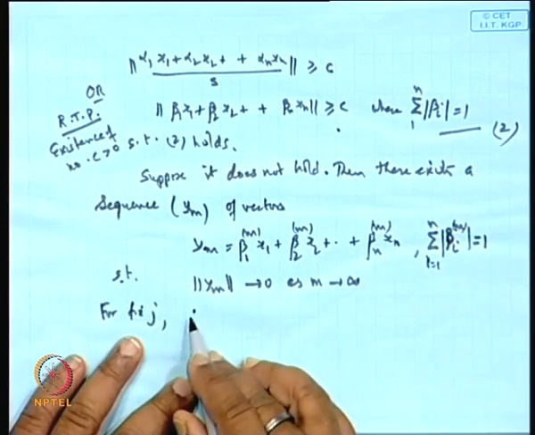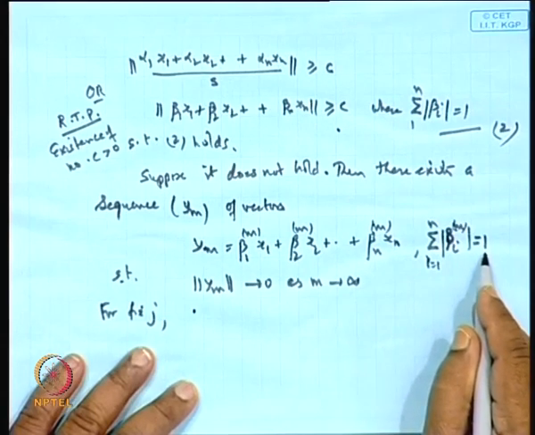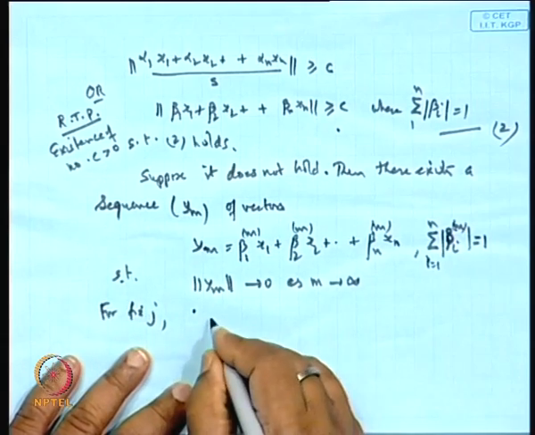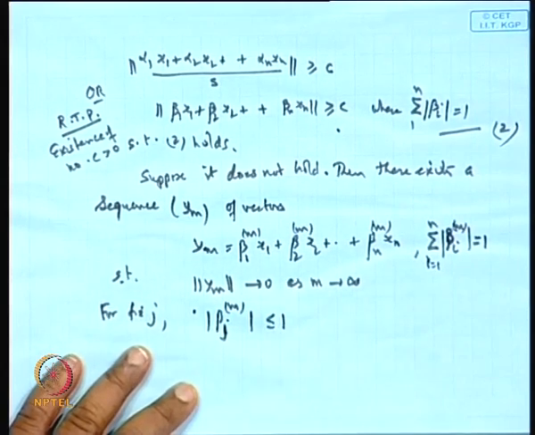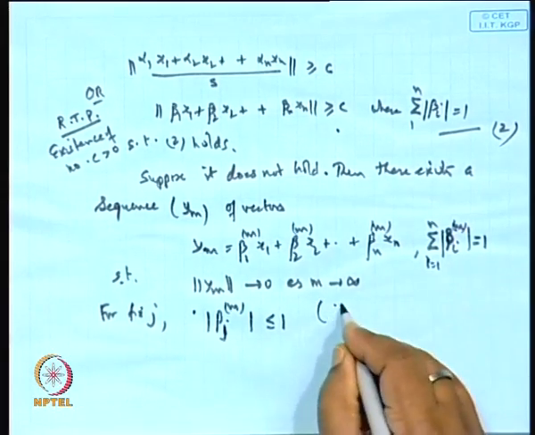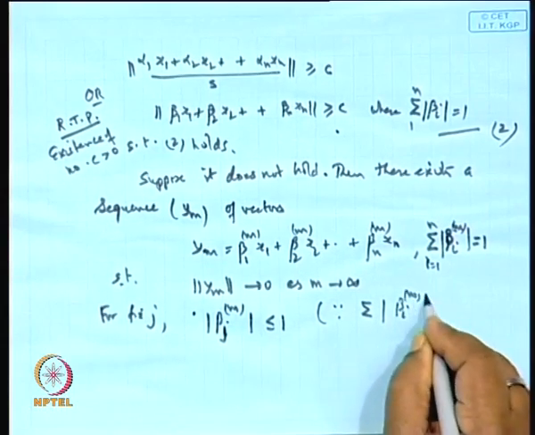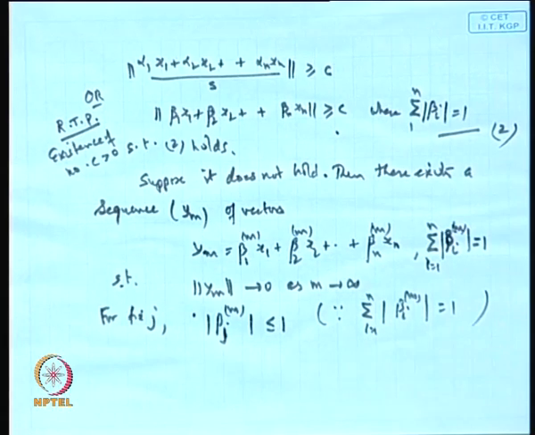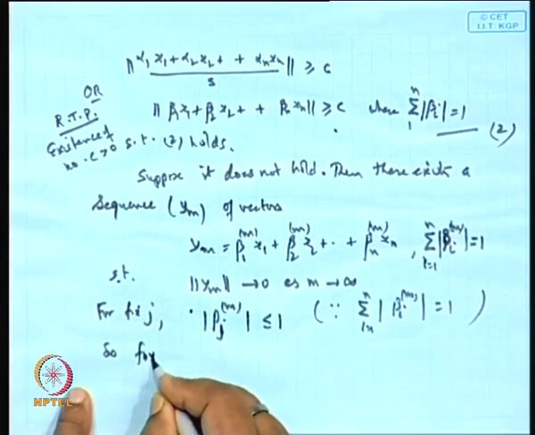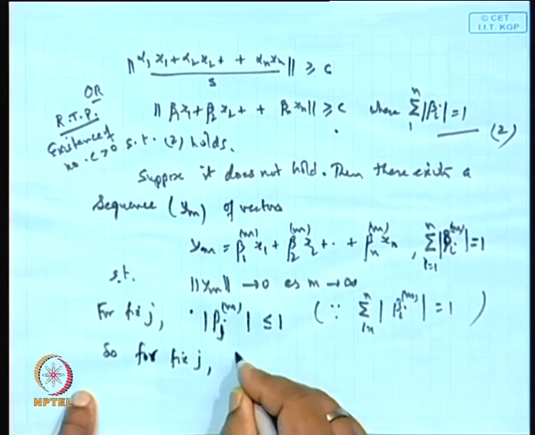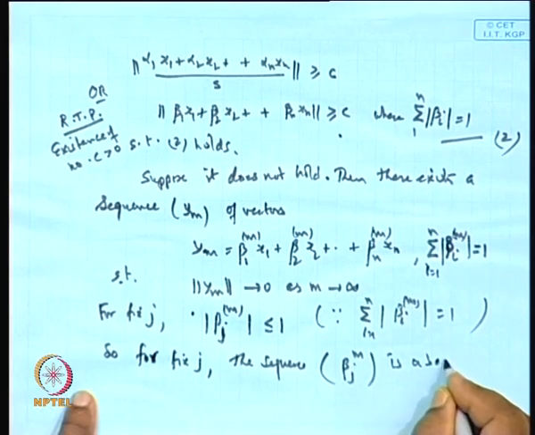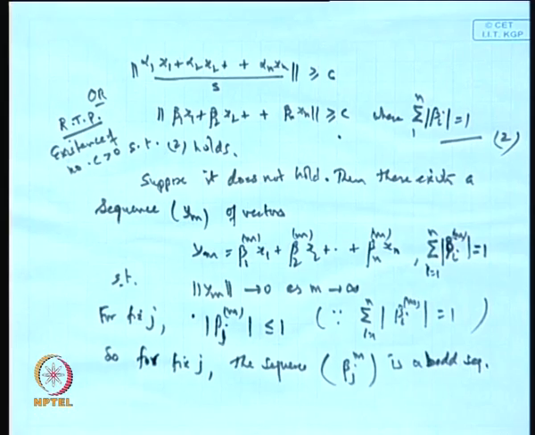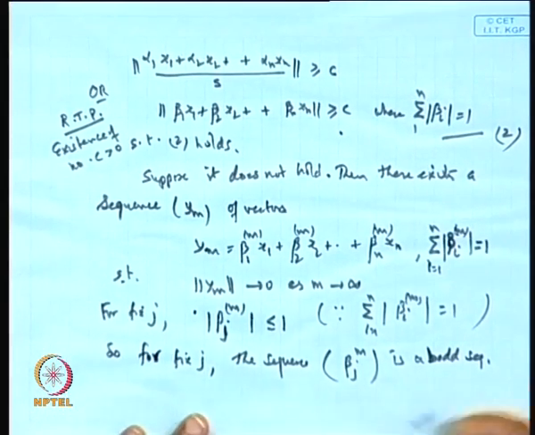Now, since the sigma of beta I m is 1, it means for fixed j, the sequence beta j m, the modulus of this is less than or equal to 1 for each fixed j, because the sigma of this thing is 1. So, this one is less than or equal to 1. So, it means for fixed j, the sequence beta j m is a bounded sequence, is it not? This is a bounded sequence of scalars.